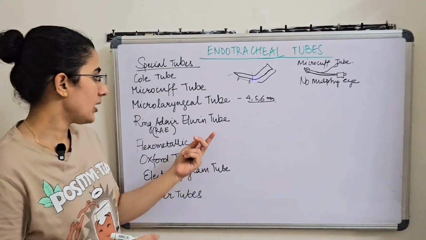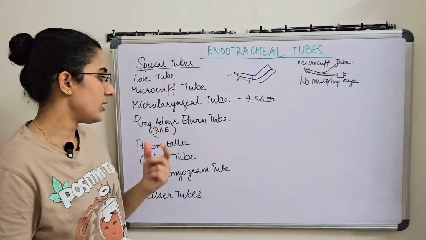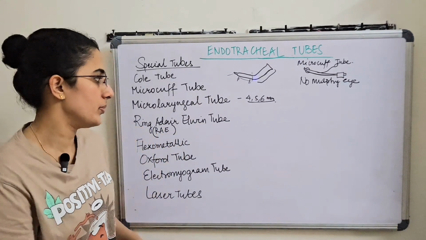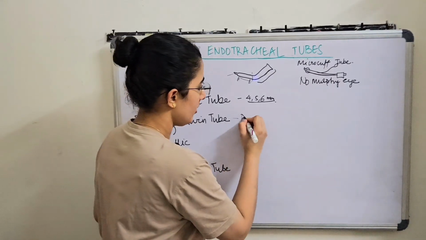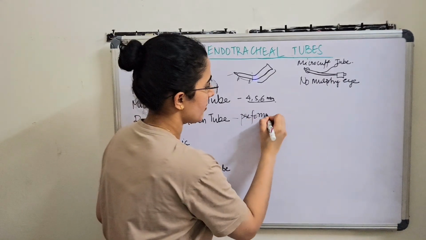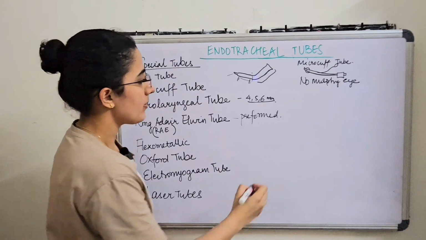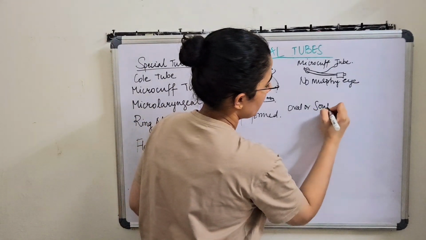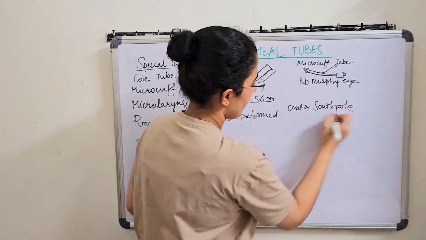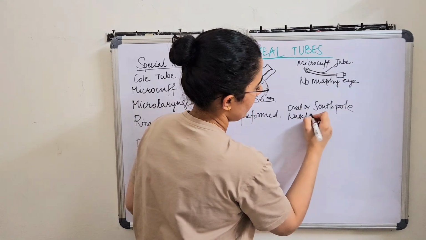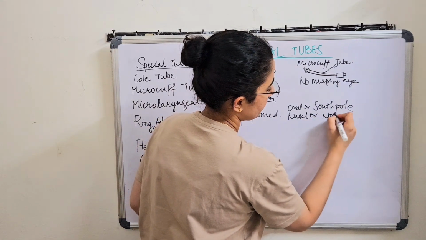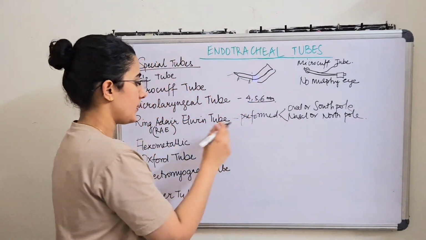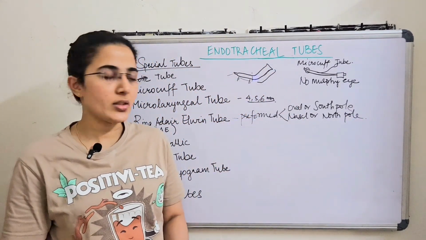Right? Next, another type of special tube is the Ring-Adair-Elwyn tube, which is also called the RAE tube. These are the preformed tubes which we see. They may be oral or south pole tubes, or nasal or north pole tubes. So these are the two types of the Ring-Adair-Elwyn tubes.